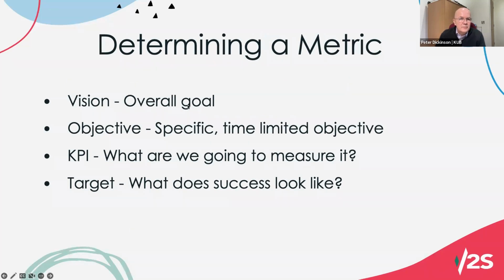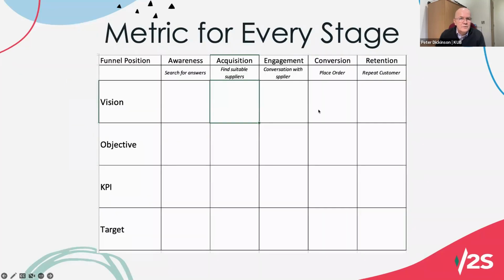So determining a metric, you've got to have a vision. What's your overall goal for the metric? It then has to have an objective. Is it a specific, time limited objective? What are you going to use to measure it? And then what does success look like, the target? So we can use this spreadsheet. So you've got the stages of the funnel that we had earlier: awareness, acquisition, engagement, conversion, and retention. And then for each of those, what are we going to use?